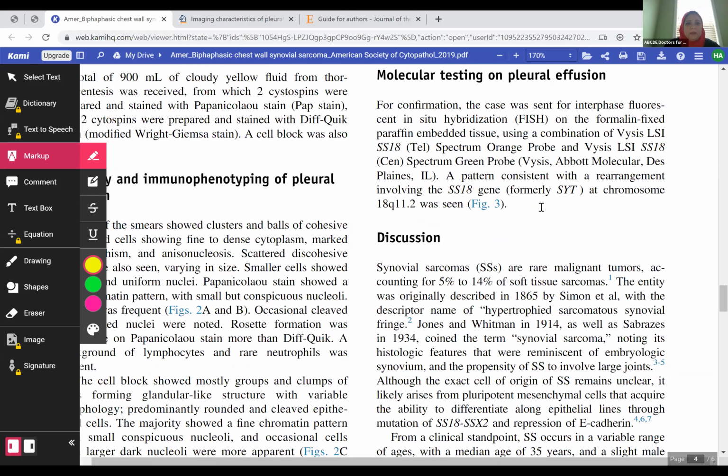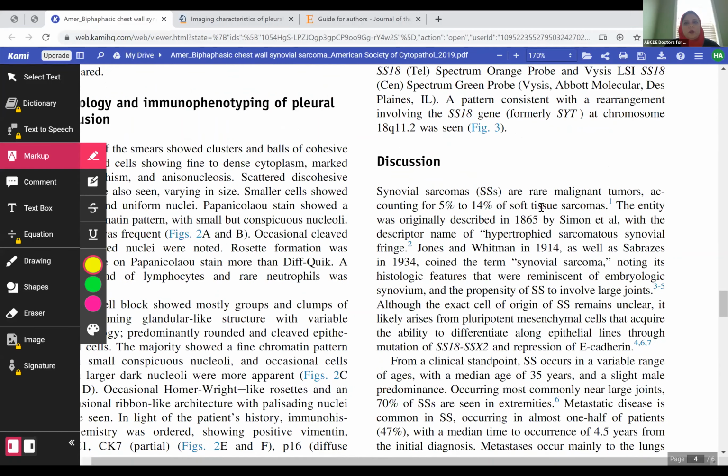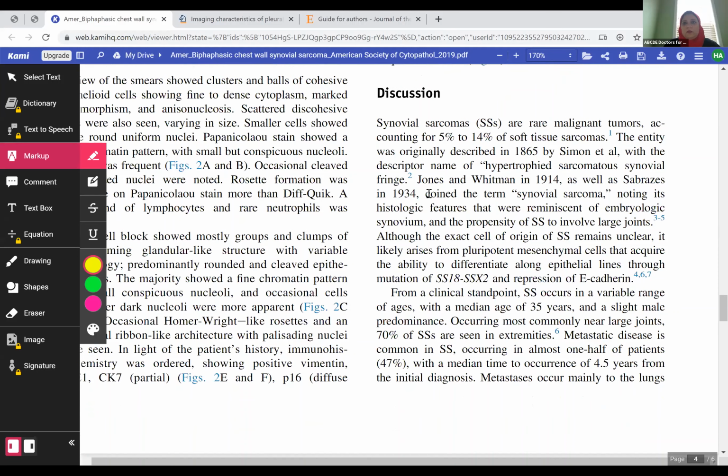Okay. So now we go to the discussion, right? And the discussion kind of brings us back to focus on why this case was important and why we reported it. Synovial sarcomas are rare malignant tumors accounting for 5 to 14% of soft tissue sarcomas. Here is my reference, okay? This is not something that you just make up, right? But you can do your own.